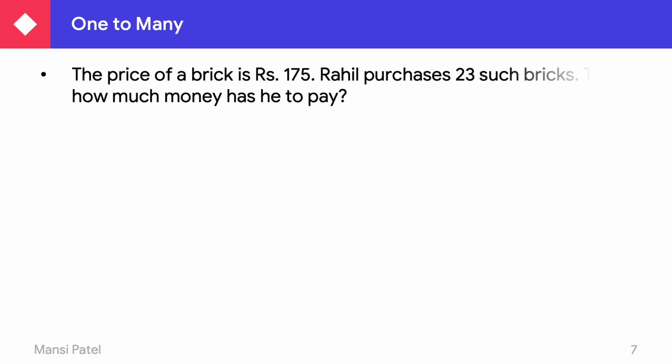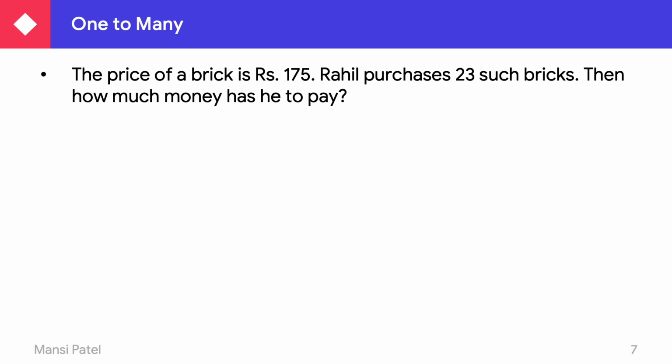Now one another example. The price of a brick is rupees 175. Here they were given the price of one brick. The price of one brick is 175. And Rahil purchased 23 such bricks. How many bricks? Rahil purchased 23 bricks. Then how much money does he have to pay? So in this, the things they were given to you, you have to write down first.